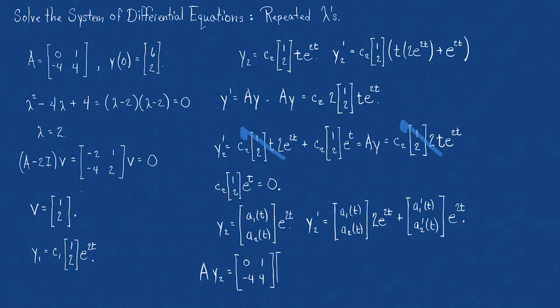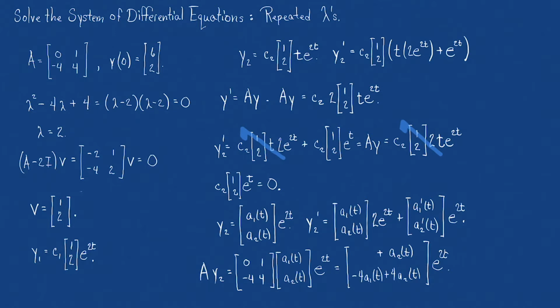Well, y2 is a1 of t, a2 of t, e to the 2t. Well, when I multiply that, look at what I get. I'm going to get 0 a1 of t, I'm just going to leave a space there, plus I'm going to pick up a 1 a2 of t, and then the row 2 times the vector, that's going to be minus 4 a1 of t plus 4 a2 of t times e to the 2t. Wow, okay, we're actually getting pretty close.